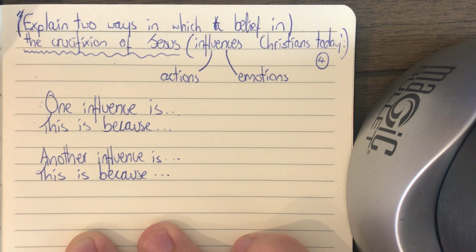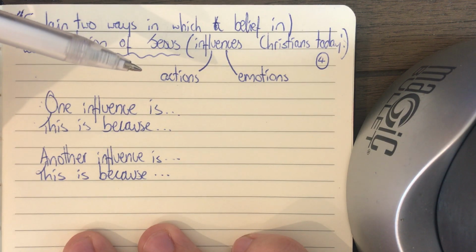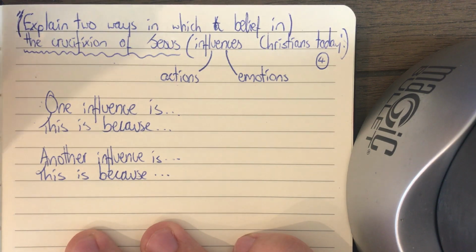So, if we have a look to begin with, it's always nice to have an idea of some key influences that Christians feel in general, and then you can link it specifically to the crucifixion of Jesus. Have a think about some of the key influences that you often have within religion. So things Christians do, for example, praying, worshipping, going to church, telling others about Jesus, giving money to the poor. Not all of those link to the crucifixion of Jesus, but a couple of them do, and I want you to work out which ones.